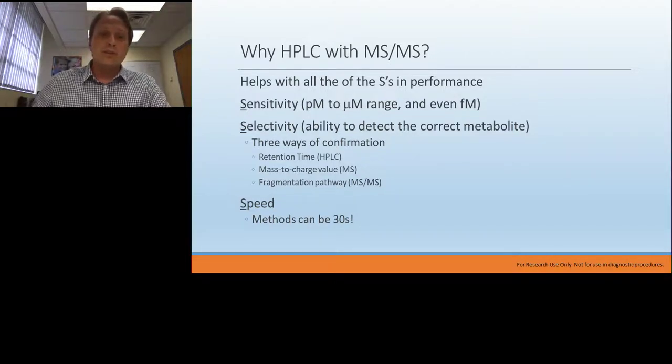And the mass to charge value is one I'm going to focus in on a lot today because it involves the use of high resolution and high mass accuracy instrumentation to help push the boundaries of where we can measure within a single sample. And then the last S is speed. Mass spectrometry methods can be very fast. They can be less than 30 seconds, depending on how many analytes you want to measure. And so it enables high throughput analyses of thousands of samples in a week or a month, depending on the throughput of need.